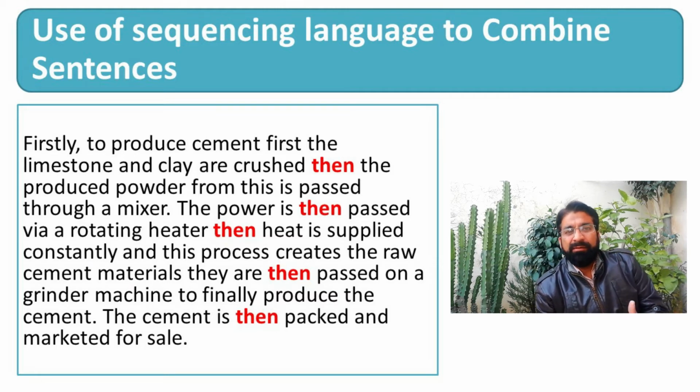So it means we are using the word then again and again to show that this is a continuation of the previous process. But in IELTS, using the word then again and again is going to make a bad impression. So we use different kinds of words which have the same meaning as then. These are sequencing words. Let's have a look at some of the sequencing words that you can use instead of repeating the word then again and again.